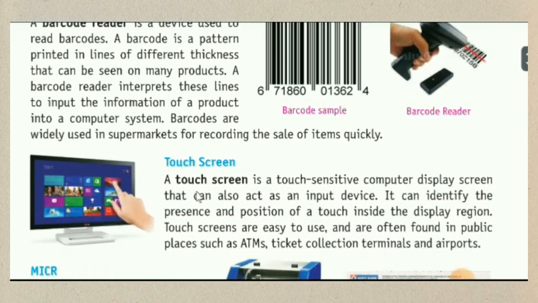Touch screen. A touch screen is a touch-sensitive computer display screen that can also act as an input device. It can identify the presence and position of a touch inside the display region. The touch screens are easy to use and are often found in public places such as ATMs, ticket collection terminals, and airports.